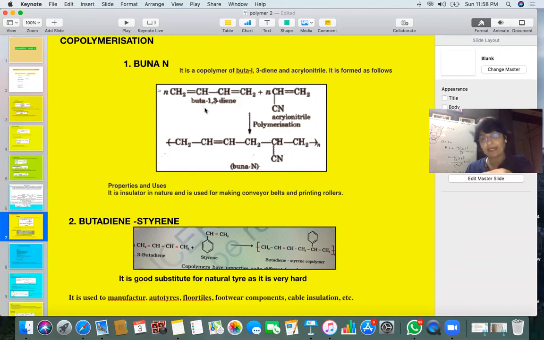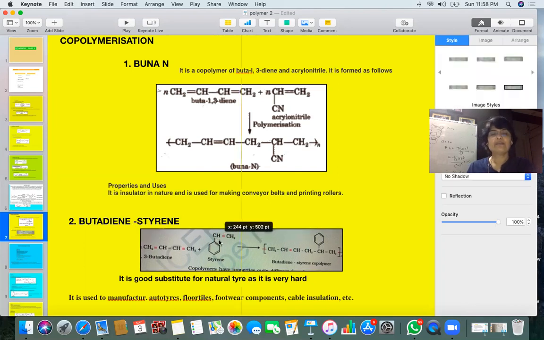First of all, they will be added to each other. So buta-1,3-diene and acrylonitrile. You have to practice here: double bond compounds are there, buta-1,3-diene, and acrylonitrile is CH2=CHCN. They combine through pi bonds, resulting in compound C. Then C once again combines with A, forms D, D combines with B. So this is like step growth polymerization. Use: you can see here, it is insulator in nature and used for making conveyor belts and printing rollers.